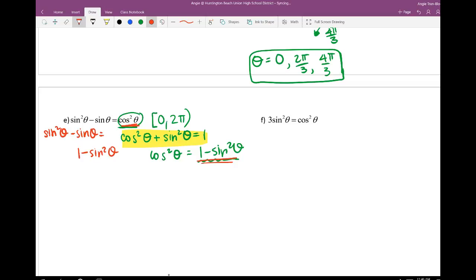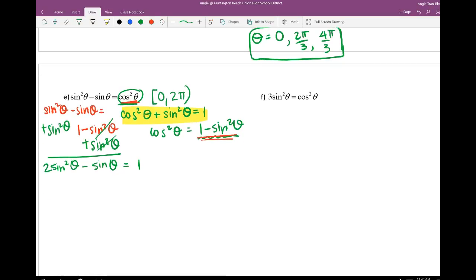Then I'm just going to put everything on one side. The next thing I'm going to do is add sine square to both sides. Those are now canceling. On the left side, I now have 2 sine square of theta minus sine of theta. On the right side, I still have 1. The next task is to subtract 1 from both sides. So now I have 0 over here, and on the left, 2 sine square of theta minus sine of theta minus 1.